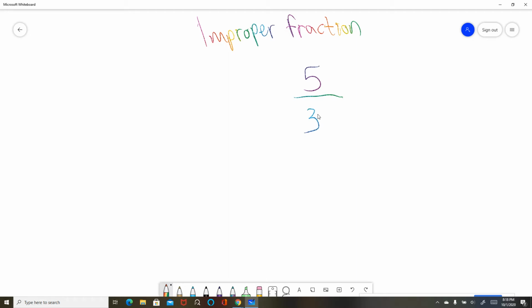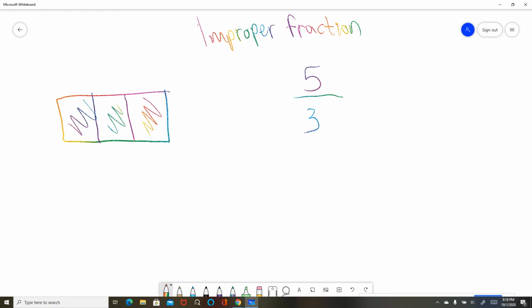So let's go ahead and draw this out. Okay, we know our whole is going to be divided into 3 equal parts because our denominator is 3. So we'll cut it into thirds. And then the numerator tells us how many we have out of the total. So we have 5. 1, 2, 3. Well, we're supposed to have 5, but there's only 3. So that means we need to draw another one.